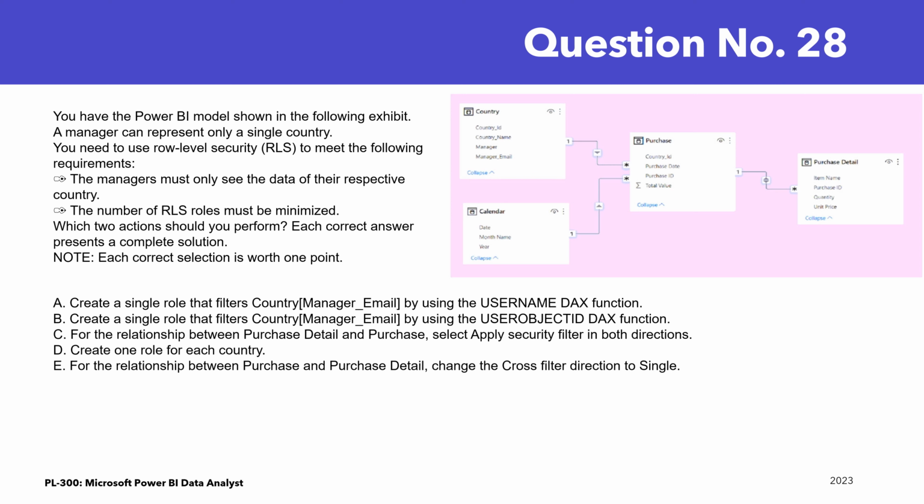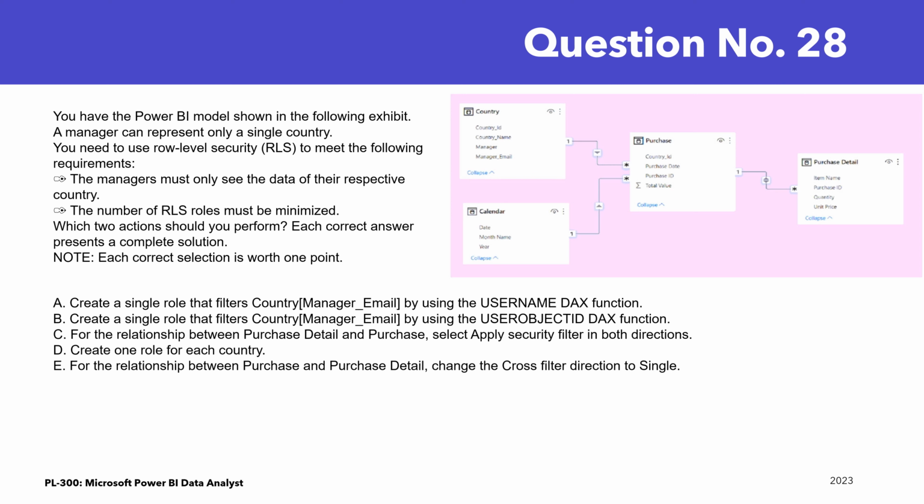You have the Power BI model shown in the following exhibit. A manager can represent only a single country. You need to use row-level security, RLS, to meet the following requirements. The managers must only see the data of their respective country. The number of RLS roles must be minimized. Which two actions should you perform? Each correct answer presents a complete solution. Note, each correct selection is worth 1 point.